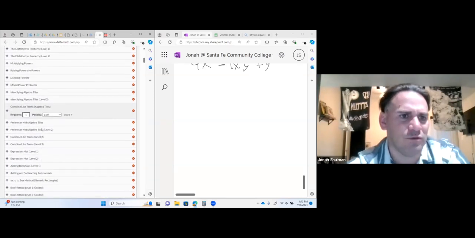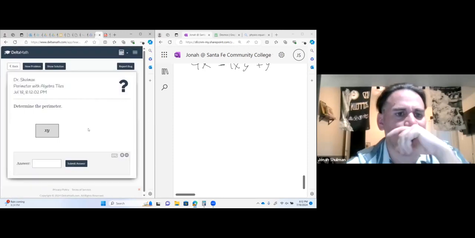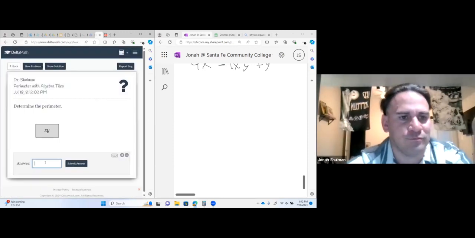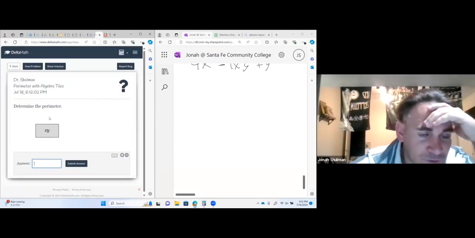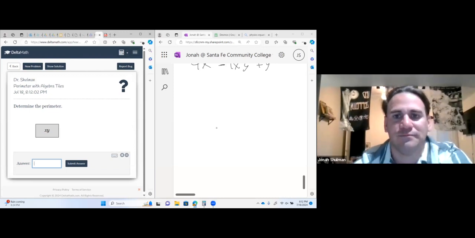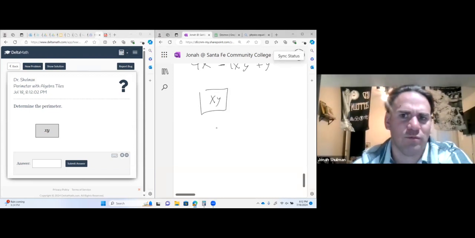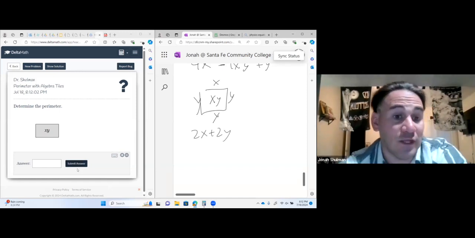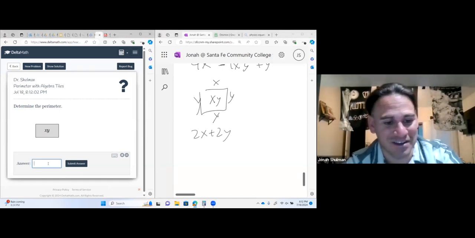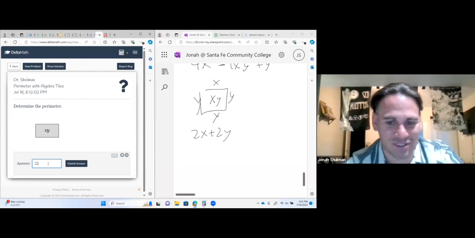What do we got? Oh man, we flew through this. All right, perimeter. Okay, so what does this mean? They're telling you this is x times y. We have to know the perimeter. So this is x, that's y. So this is also x, that's also y. To walk around the shape is going to be 2x plus 2y. I know that sounds insane, but I'm pretty sure that's exactly what they want.